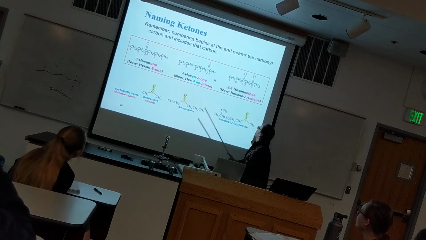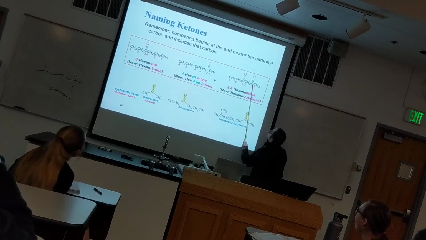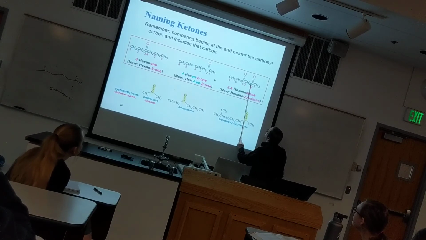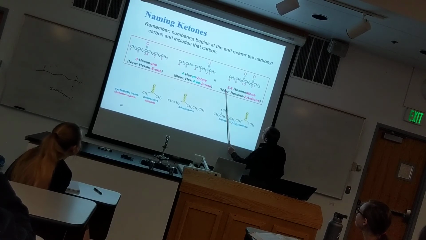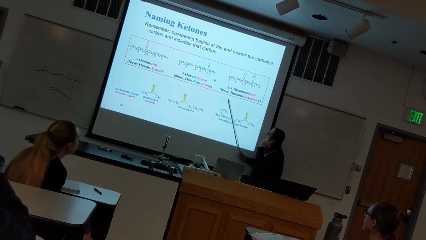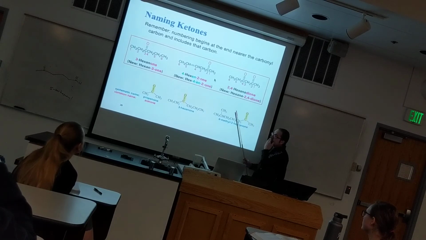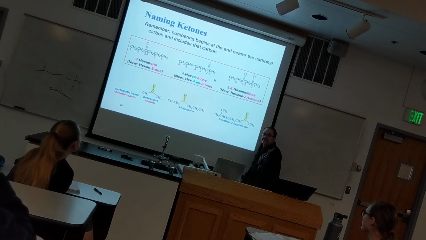All right, and then what if you have 2 of them? Then you list them out. There is a ketone at 2 and 4, so this would be a 2,4-hexanedione. The dione is the 2 and the 4. Or you could go hexane-2,4-dione, which for some of you might be a little easier. It's perfectly okay. Yes?